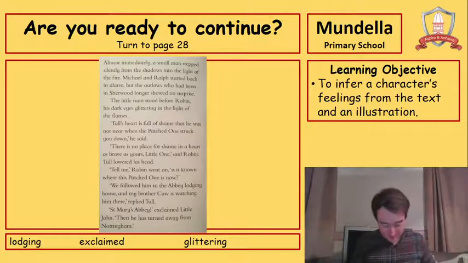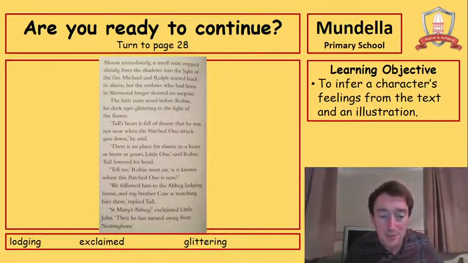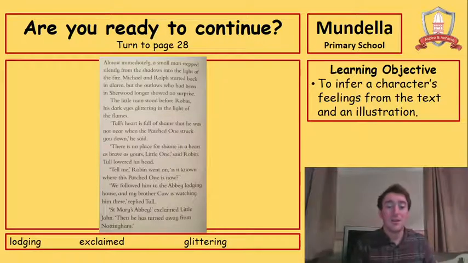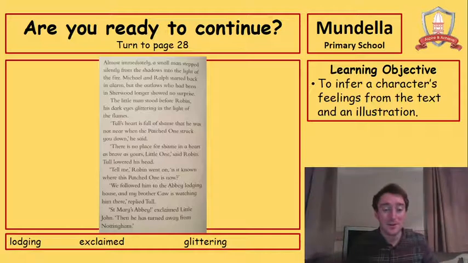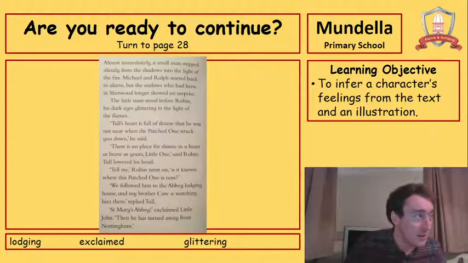Tull lowered his head. Tell me, Robin went on, is it known where this patched one is now? We followed him to the Abbey lodging house, and my brother Cor is watching him there, replied Tull. St. Mary's Abbey? Exclaimed Little John. Then he is turned away from Nottingham.